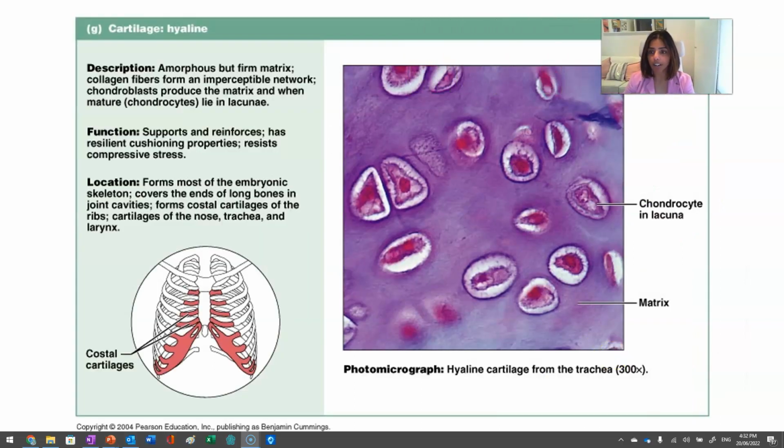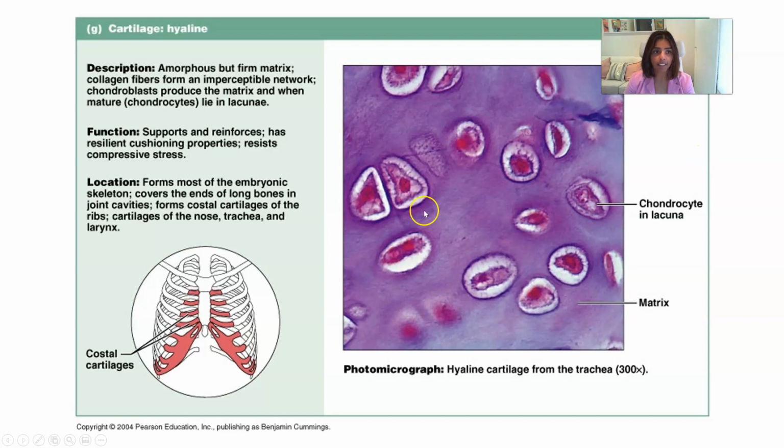Now, the first type of cartilage we're going to be looking at is hyaline cartilage. Now, this cartilage is described as amorphous but firm. It's quite a firm matrix in the background here. Now, the collagen fibres are quite fine. So this text is describing it as imperceptible, so you can't really differentiate the individual fibres in the matrix. But what you can see are the chondrocytes in the lacunae.